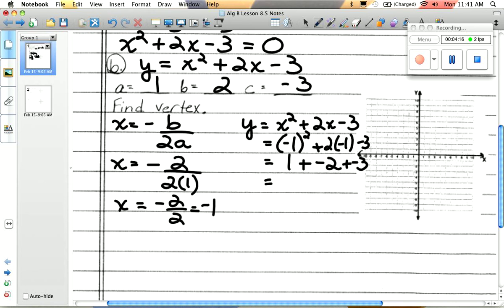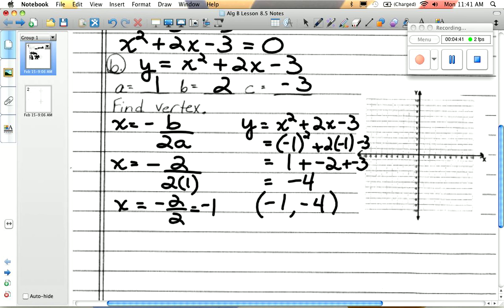We can add in any order we want. Let's add those two negatives together first. What's -2 plus -3? -5. Go back and add 1 to it. -4. So our vertex is the ordered pair -1, -4. Let's go put that on our graph right away.